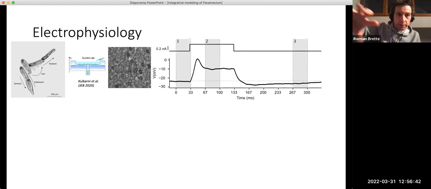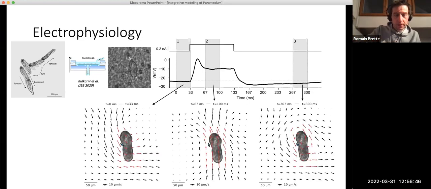We can calculate the motion field, which I show here, and from that we know in which direction the cell is trying to swim, basically. So here you can see that before the stimulus, the cilia are beating, also the fluid is moving this way. So it's trying to swim forward. And then during the stimulation, you can see that fluid motion reverses. It's trying to swim backward.